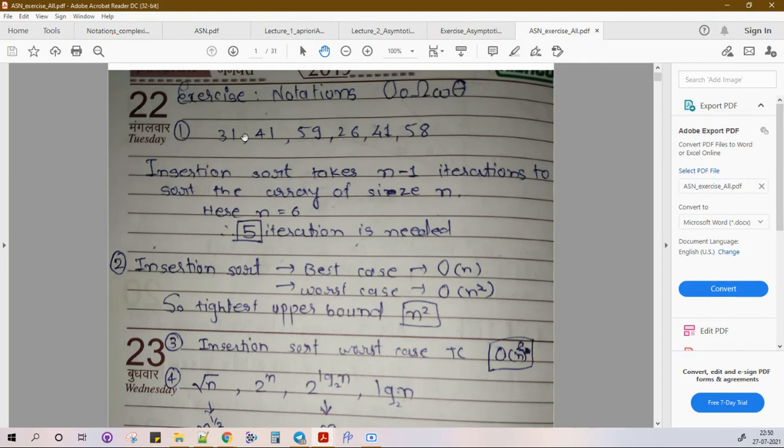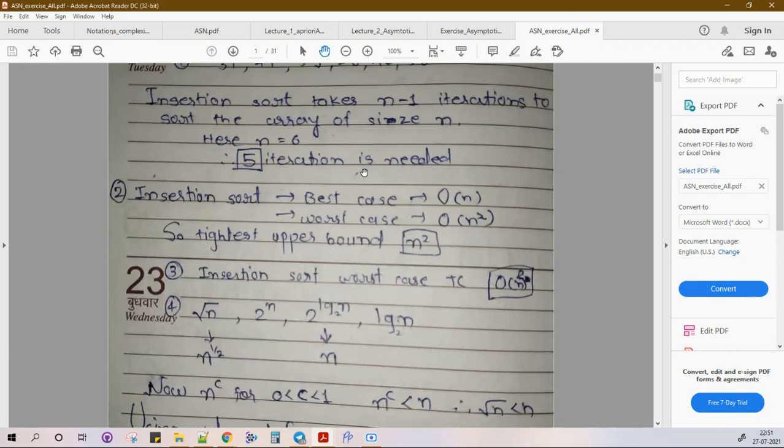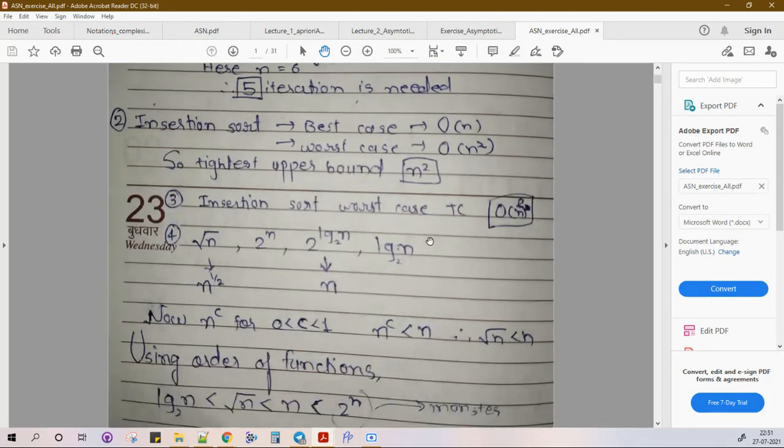Why? Because the first element is always trivially sorted, right? 31 is trivially sorted. We will start with 41. Since 41 is greater than 31, we won't swap it. We then jump on to 59. 59 is also greater than 41, so we won't swap it. 26 is less than 59, so swap it. Then 41, yes, 31, yes, just swap it and put 26 in place. So we basically need 1, 2, 3, 4, and 5 iterations. So 5 iterations are needed. Good question to start.